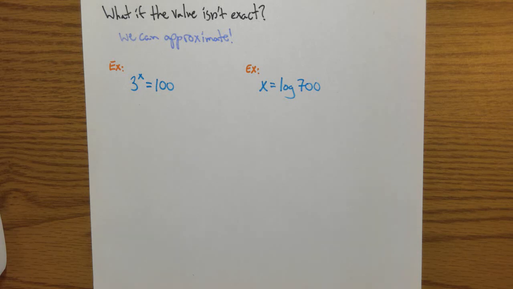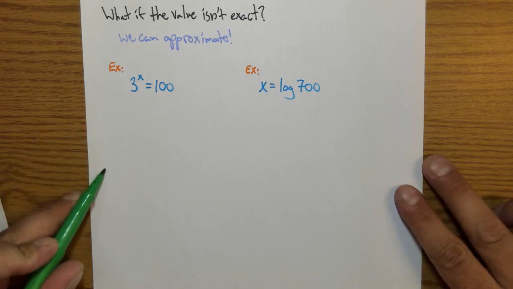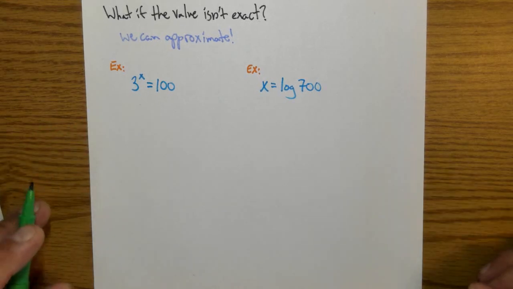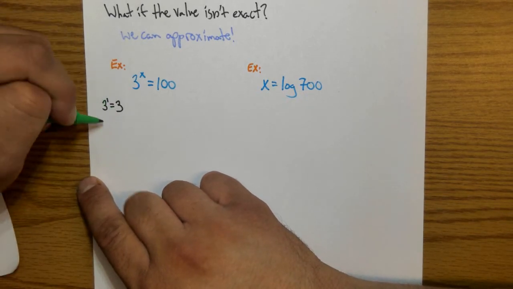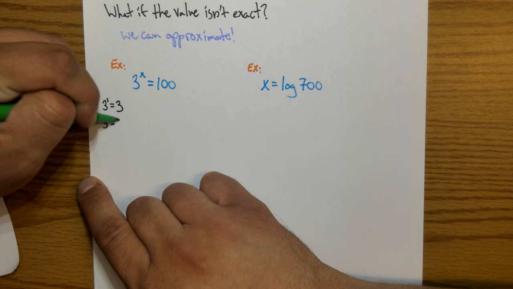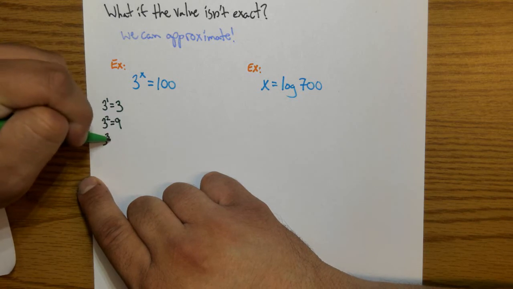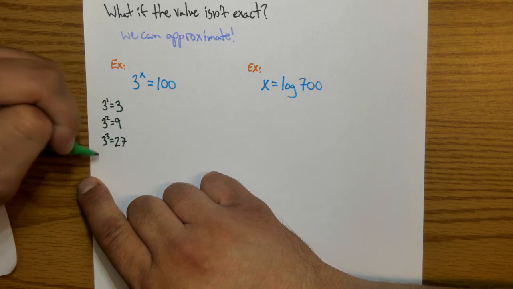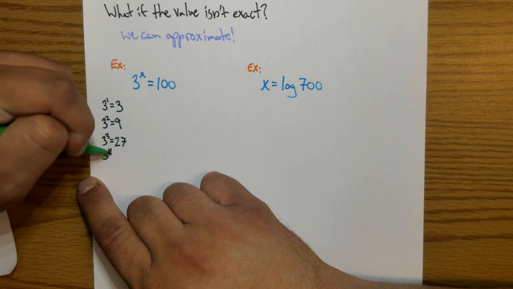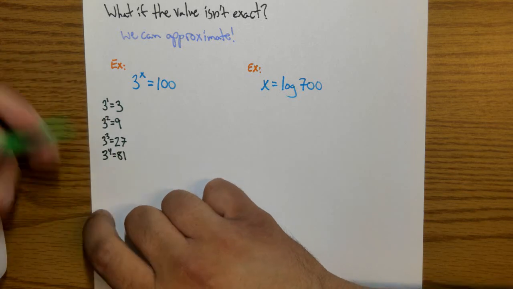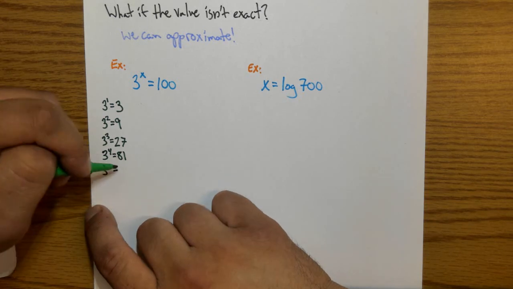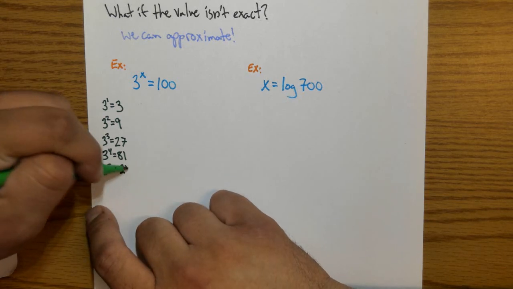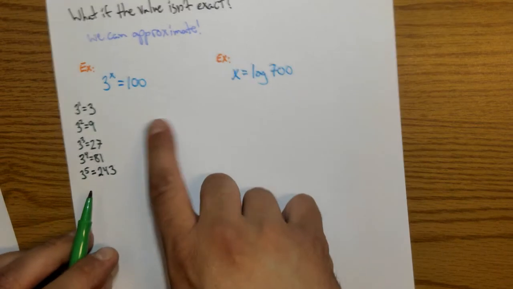Well, let's start off by just doing what we did earlier and seeing where 100 lies. So 3 to the first is 3. 3 squared is 9, and 3 cubed is 27. 3 to the fourth is 81. We just did this. And 3 to the fifth, let's see if we get 100. Well, 81 times 3 is going to be 243, and that is not 100.